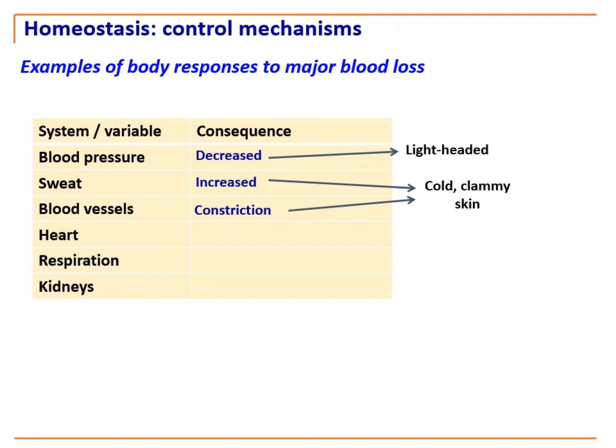We've talked about the heart already. That compensates for low blood pressure. That's going to increase its heart rate, and that gives you a weak pulse with less blood volume, so it's more rapid, but it's weak. It's also called thready, is the other way it's termed.